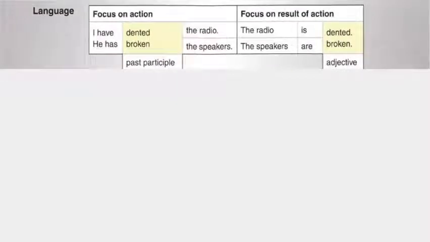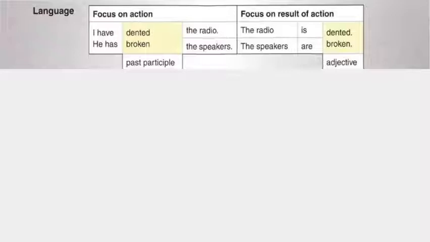Language, focus on action. I have dented the radio. He has broken the speakers. What do you think about dented and broken? This tense is called present perfect tense. The form of this tense is by using have or has plus the past participle. Okay, so I have dented, he has broken.